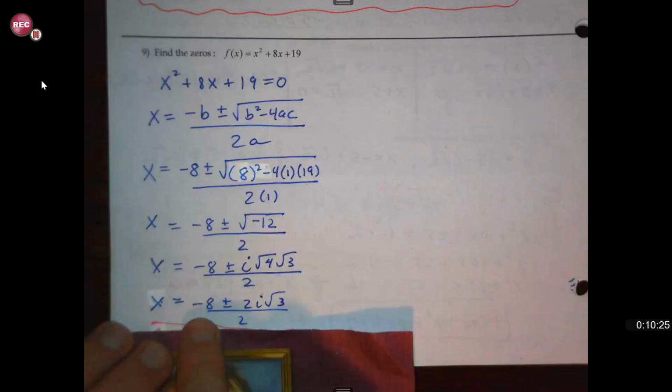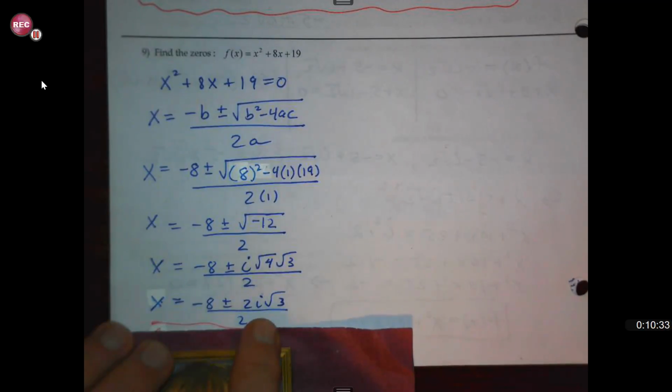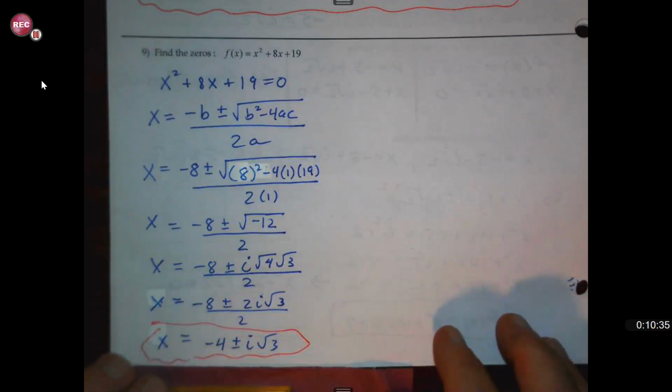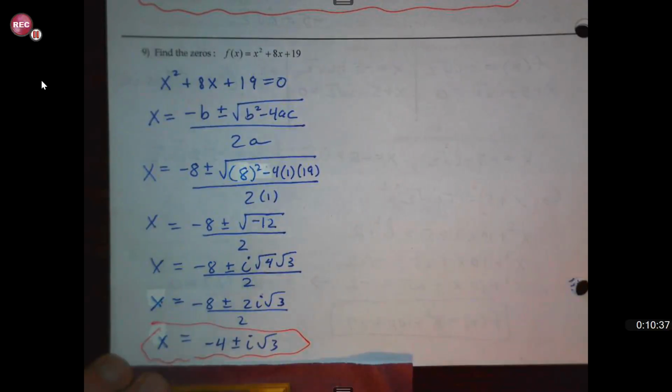And since both of these terms in the numerator are divisible by 2, you just divide it by 2 one at a time. Negative 8 over 2 is negative 4, and 2 over 2 is 1. So that means the final answer can be written as x equals negative 4 plus or minus i radical 3. So we have two imaginary roots. They are complex conjugates.